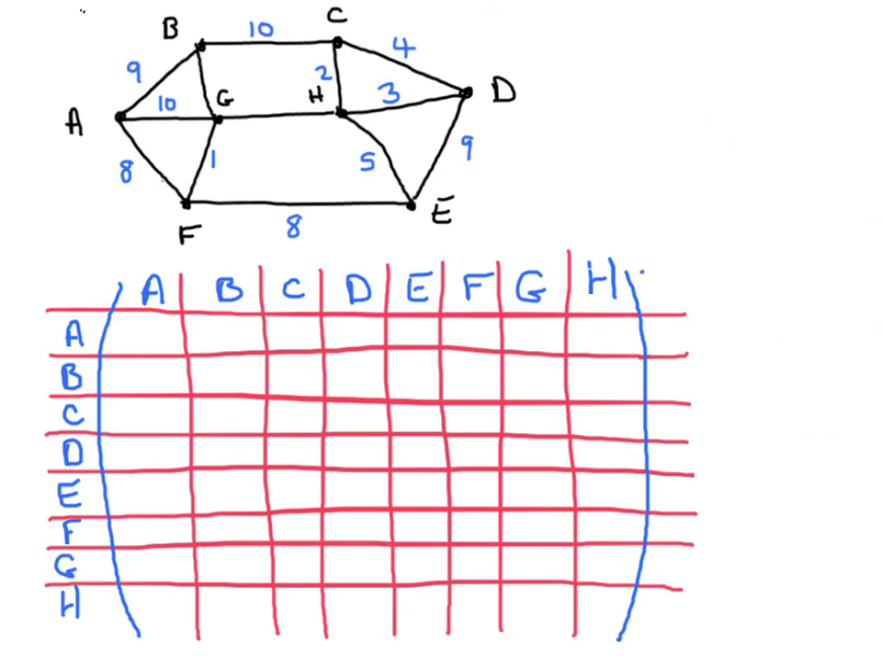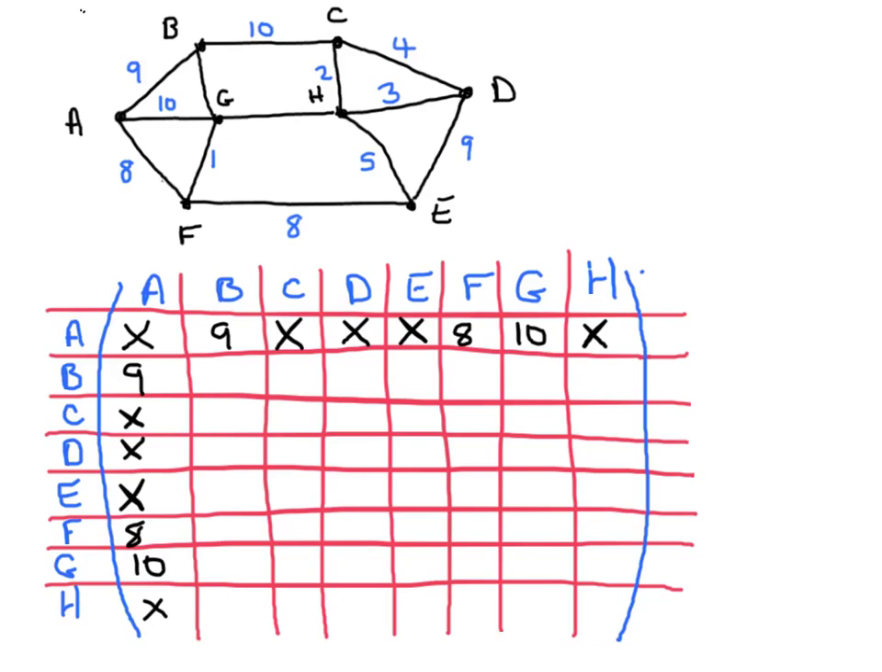Let me fill out the values of the matrix. So let me do row A first. Obviously A is not connected to A, so I'm going to put an X here. A is connected to B and the value is 9. A is connected to G and the value is 10. And A is connected to F and the value is 8. A is not connected anywhere else, so I'm going to put X's all along the row. You can duplicate the row going down, so that's X, 9, 3 X's, and 8, a 10, and an X.